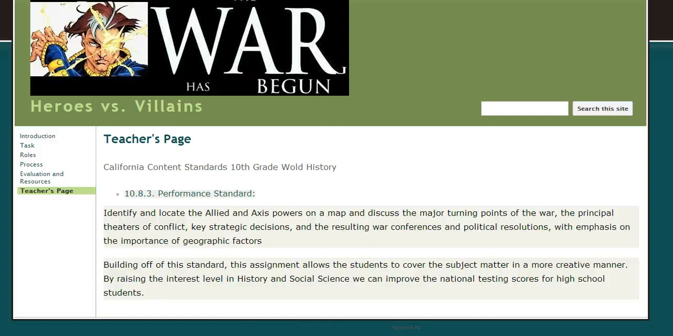Overall, the most important part is raising the interest level in history, no matter the grade. So if we build off this basic standard, it allows the students to cover the subject in a creative manner. And by raising the level and the interest in history and social science, we can improve the testing scores. And that's the overall goal, to bring up the testing scores in the U.S. So this is my web quest in a nutshell. And I hope to one day actually apply it to students and see how well it turns out.